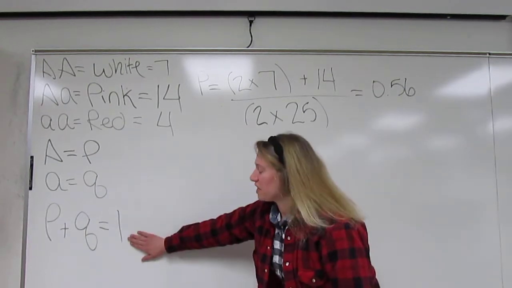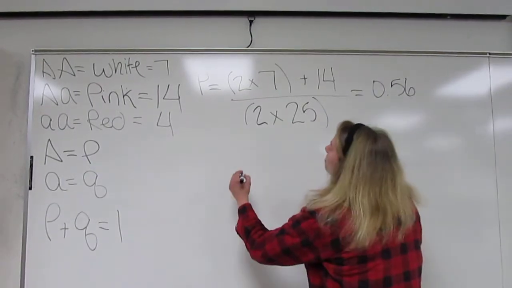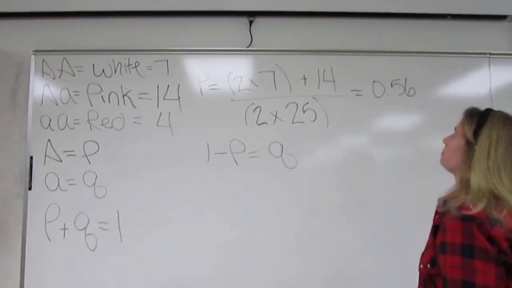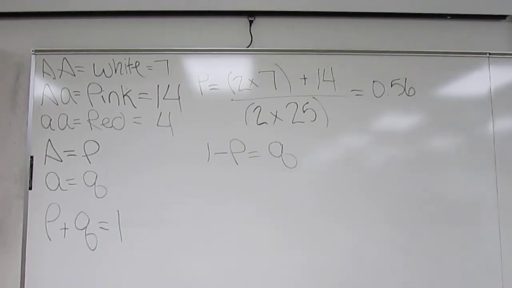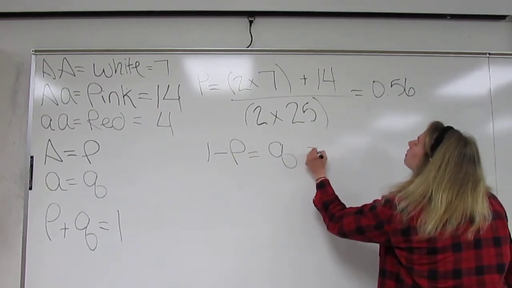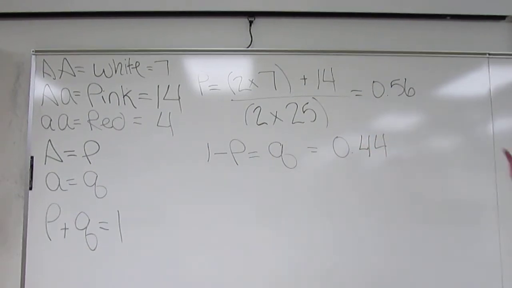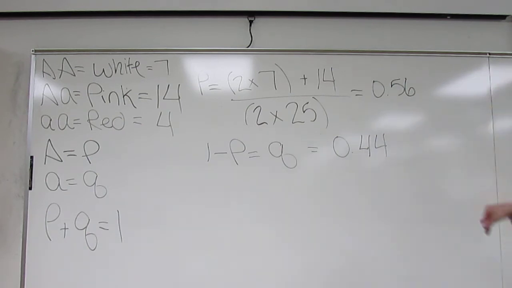Now, using this equation, P plus Q equals 1, if we simply subtract P from 1, we get our Q. So 1 minus 0.56 is going to equal 0.44. And then you would ideally check your math. So if we have 0.56 and 0.44, we want to make sure that equals 1, and it does. So we calculated our allele frequencies.